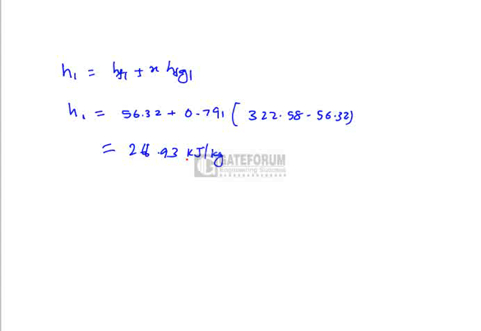Now we have the enthalpy values at all the points: h1 is equal to 266.93 kilojoule per kg, and h2, or hg2, the enthalpy on the saturated vapor line at 60 bar, is equal to 293.23 kilojoule per kg, and h3 or h4 is equal to 151.96 kilojoule per kg.